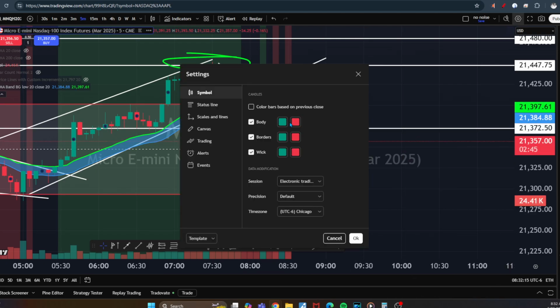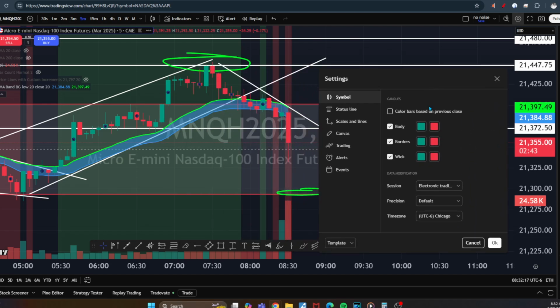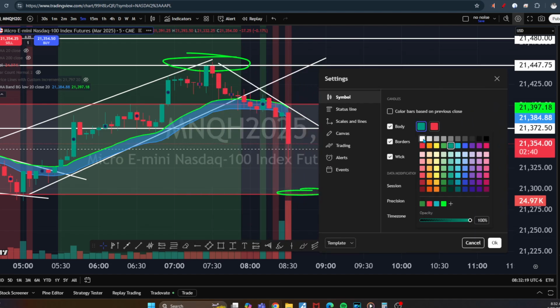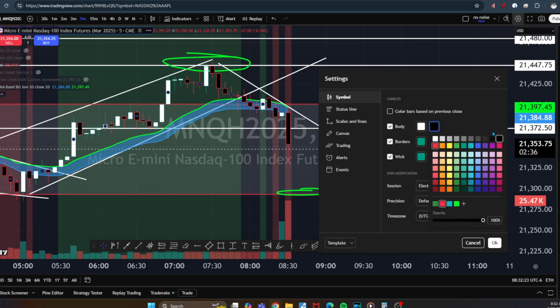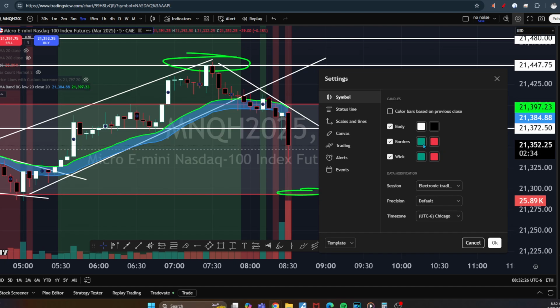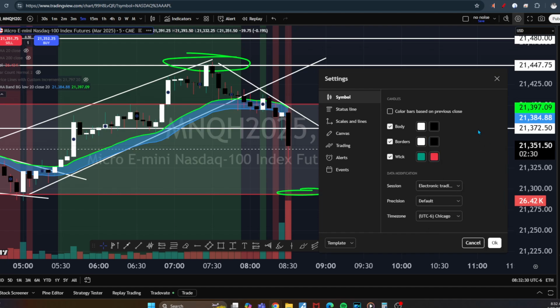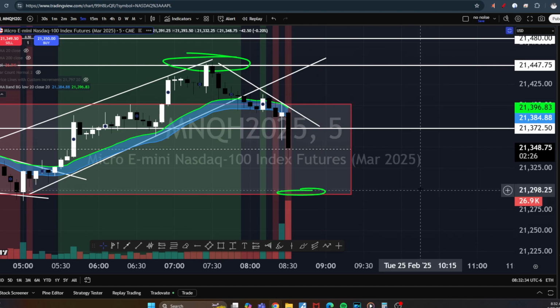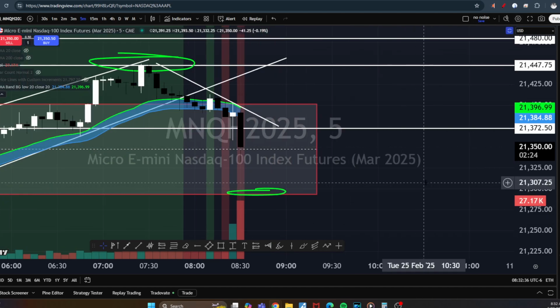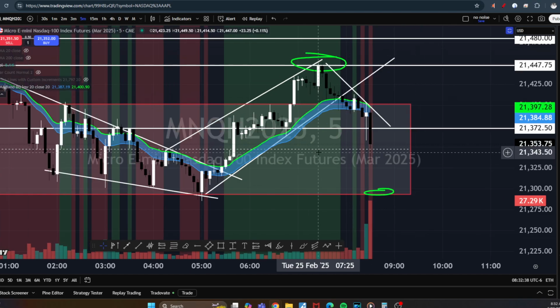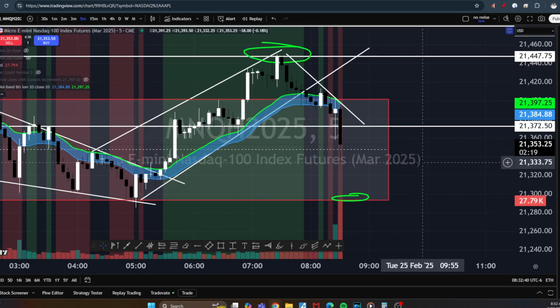Change the box color a little bit. Let's make green, white, and red, black. Colors are kind of getting lost in the backgrounds I have set up here, so.